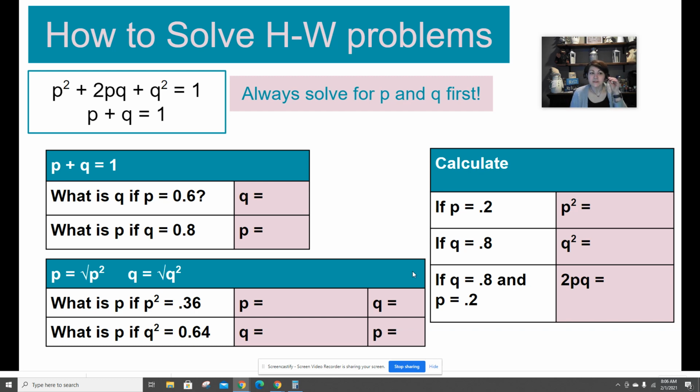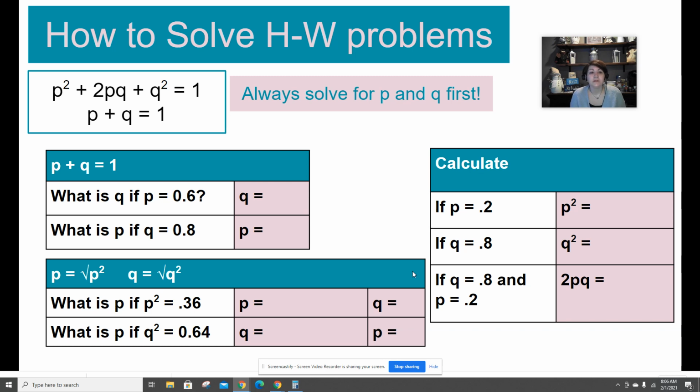All right, so let's get started. My biggest advice to you is once you've identified your given, which is the hardest part of the problem, because if you identify the given wrong, you're going to miss everything. But once you've identified your given, always solve for P and Q first and as quickly as you can.